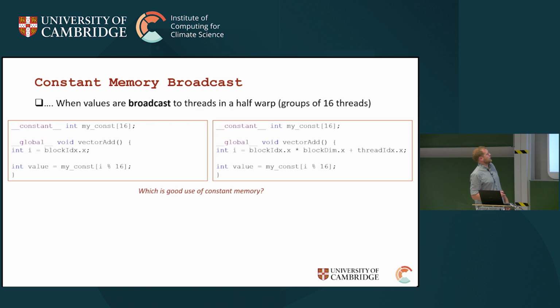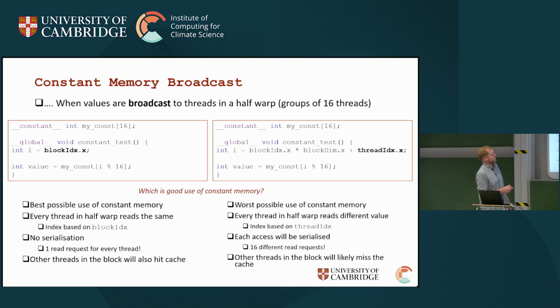So here is, again, an example of some code. One of them has nice broadcast access and one of them does not. Would anybody like to have a guess at which is a good use of constant memory? Again, that's an equals. So who thinks left? Who thinks right? Not so sure. Okay, right, let me explain then.